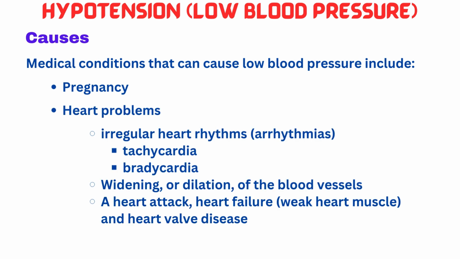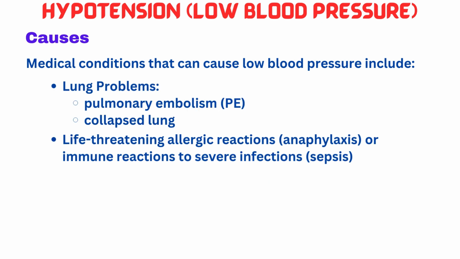Next is heart problems, which can lead to low blood pressure, and include irregular heart rhythms, that is arrhythmias. Clients can get hypotension when the heart beats too quickly, that is tachycardia, or too slowly, that is bradycardia. Widening or dilation of the blood vessels can cause hypotension. A heart attack, heart failure, and heart valve disease can also cause low blood pressure. Next is lung problems. Clients can get hypotension if the lungs aren't working as they should, and if the client is having pulmonary embolism or collapsed lung. In such conditions, the person may have hypotension.